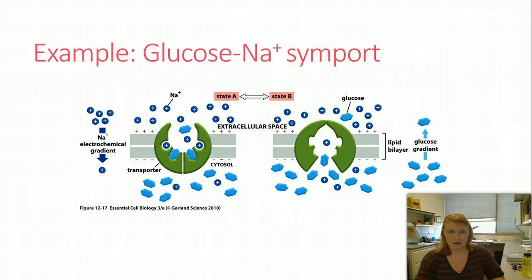In this case, the cells are utilizing the high concentration of sodium to move glucose into the cell. There's a low concentration of glucose outside the cell, so the transporter uses that concentration gradient of sodium to drive the conformational shift, which allows us to pump more glucose into the cell against its concentration gradient.